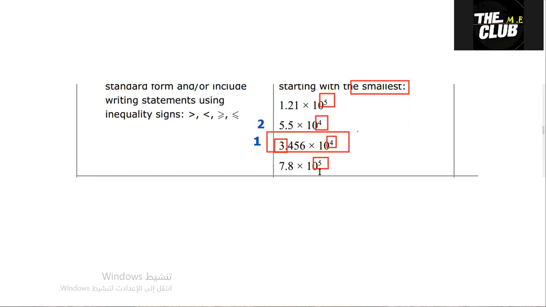Okay. And then this is 5 and 5, and then 1. They are the same, so I pick the smallest one, which is the 1. So I put 3 here. That's the idea of ordering numbers with standard form.